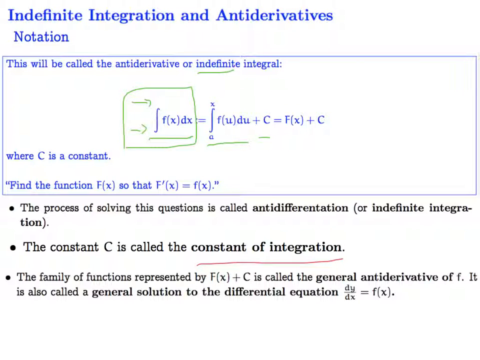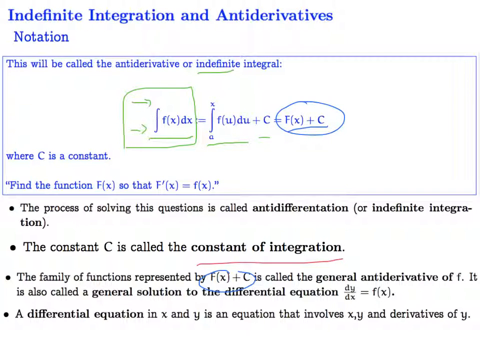So the whole family of functions represented by F of x plus c is called the general antiderivative of f. It is also called the general solution to the differential equation dy over dx equals f of x. This is a different way to present the same problem, and we'll show some examples of that in a little bit. A differential equation in x and y is just an equation that involves x's, y's, and the derivatives. Once again, we'll talk about this in a little bit.